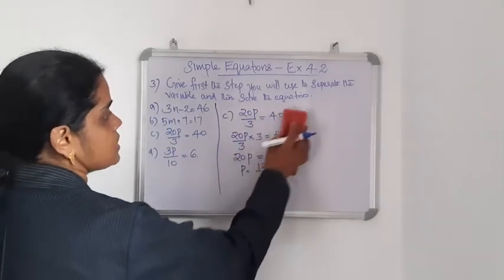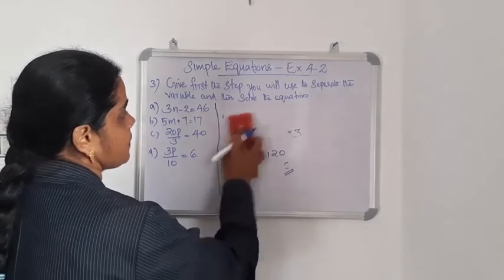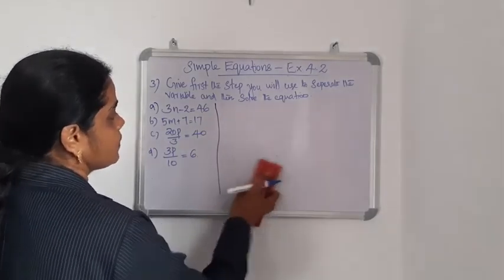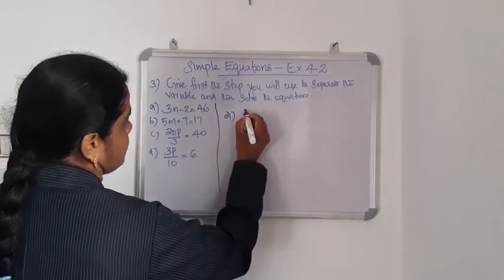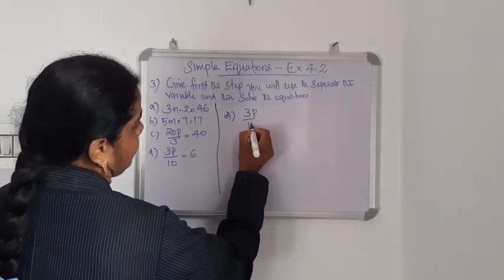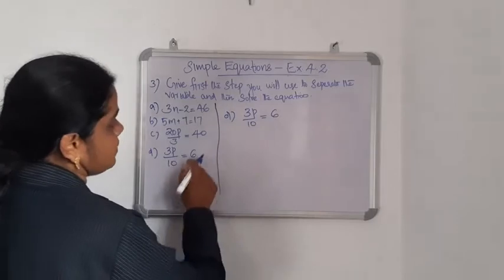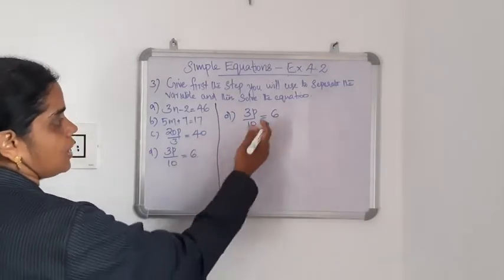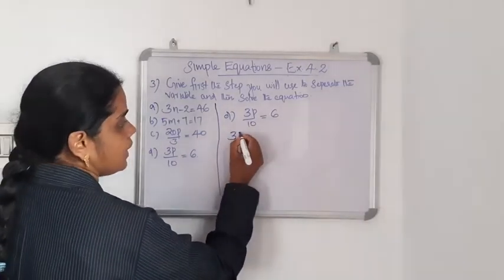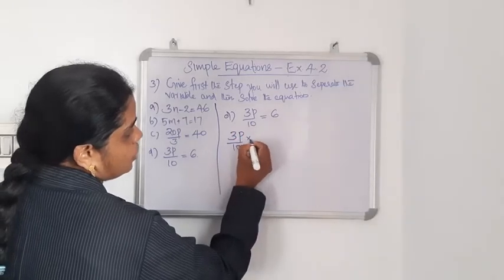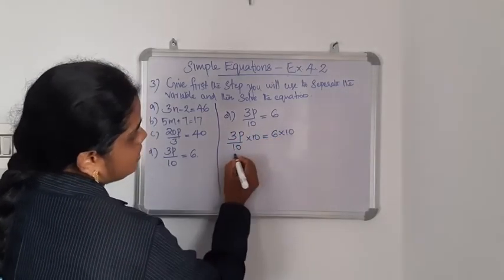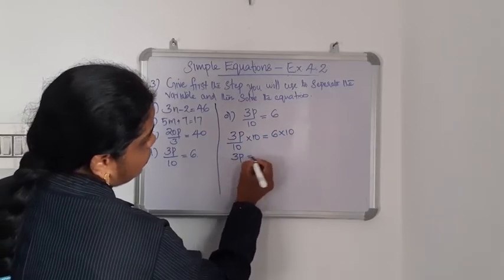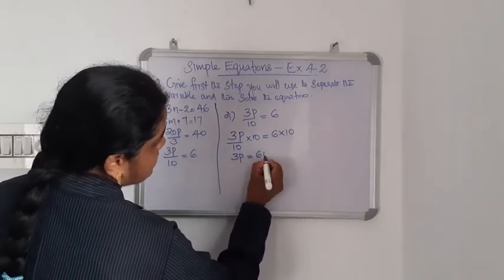Then what about last question? Last question, 3p by 10 equal to 6. Same as the third question. Here first we can multiply with the 10. 3p by 10 into 10 equal to 6 into 10. So 3p equal to 6 into 10 is 60.